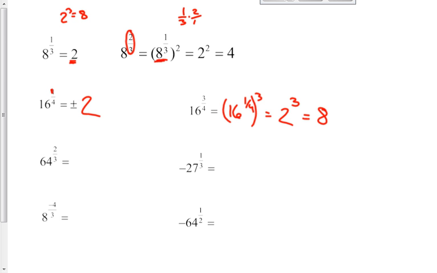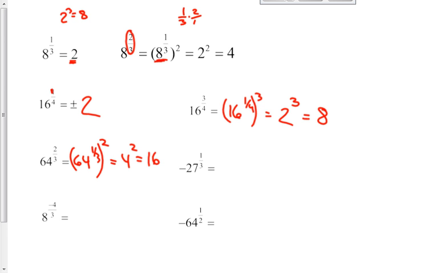64 to the 2/3, I want to split that apart into pieces. 64 to the 1/3, and then raised to the second power. Hopefully you remember what 64 comes from. There's some number out there, times itself 3 times, takes you to 64. That number is 4, and then I do 4 squared and get 16.